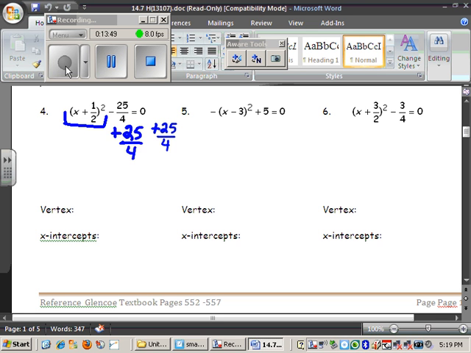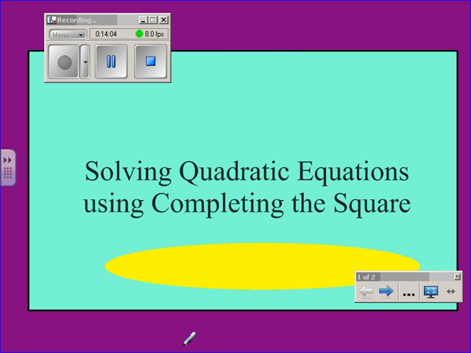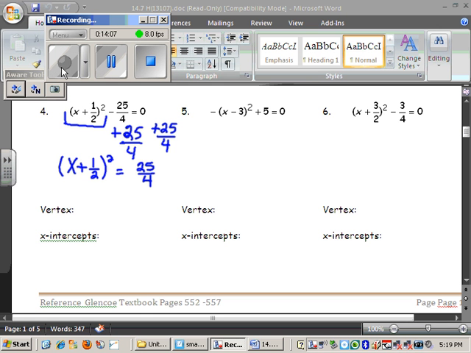And when I do that, I'm going to have that quadratic portion by itself: x plus 1/2 squared is going to equal 25/4. Now that that is isolated, I can take the square root of both sides. And when I do that, I have x plus 1/2 is equal to plus or minus.